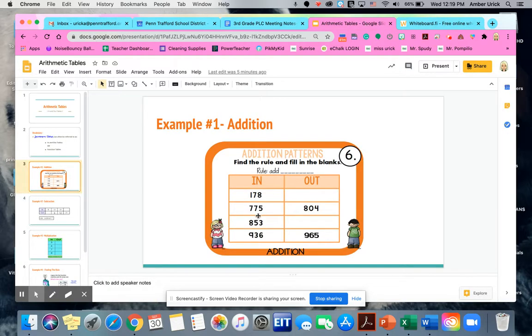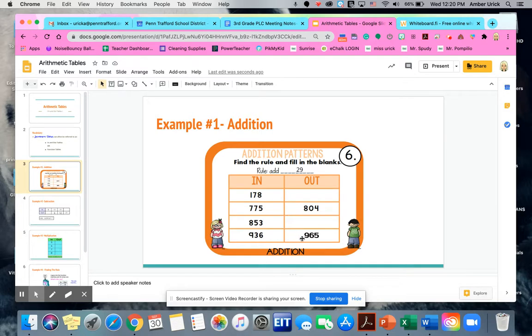So if I flip back here, 775 went in my little table or my robot here, and out came 804. So what ended up happening? What did they add? They added a group of 29. So I'm going to come up here, and now I know my rule is adding 29. Fantastic. So everything that goes in must add 29.